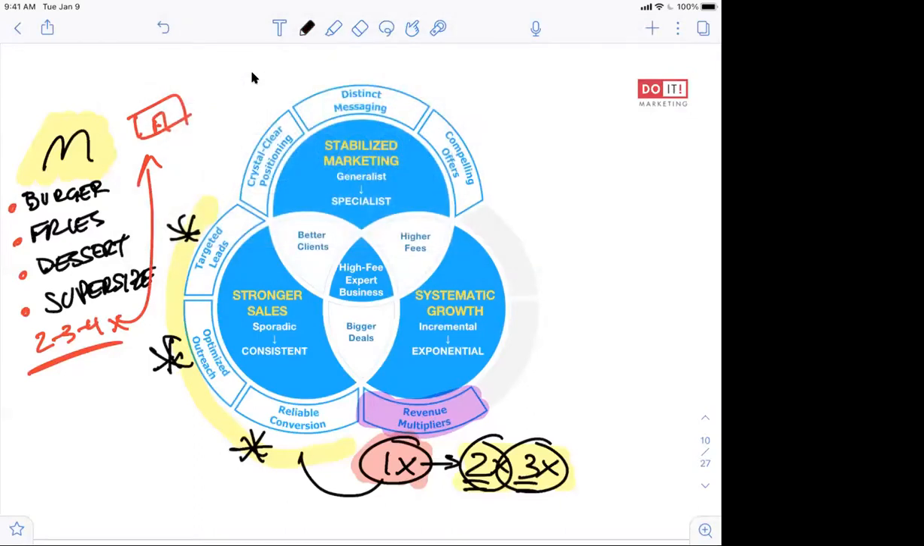So score yourself on that. How are we doing on the revenue multipliers? So this is definitely an area for growth, right? 1s, 0s, 3s, 5s, 6, 1, 2, 2, 7. Okay.